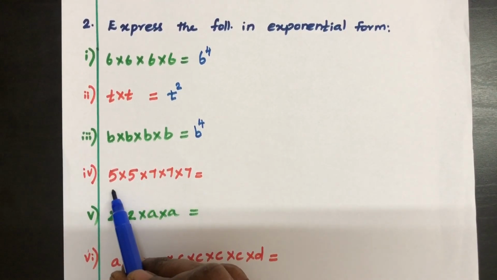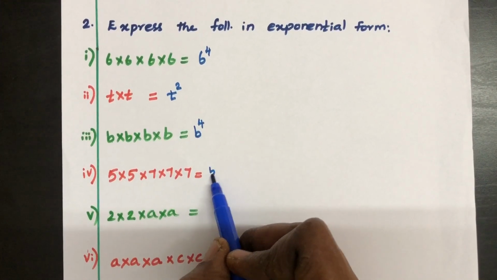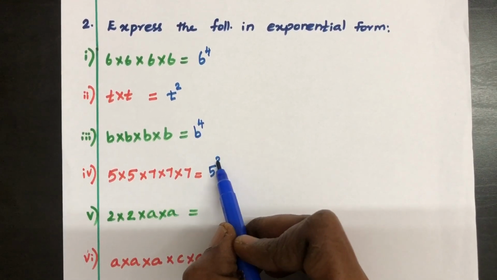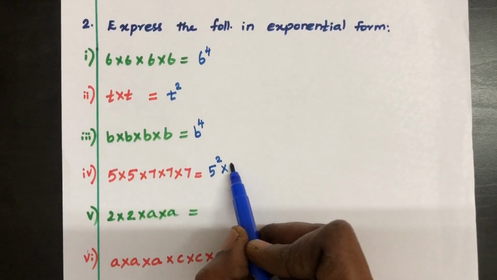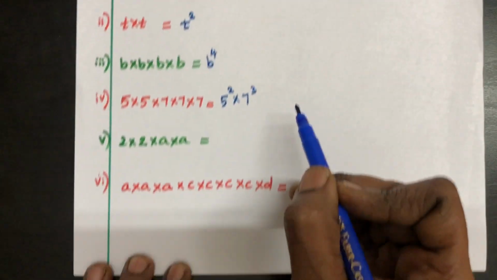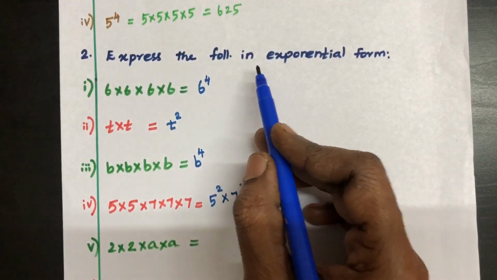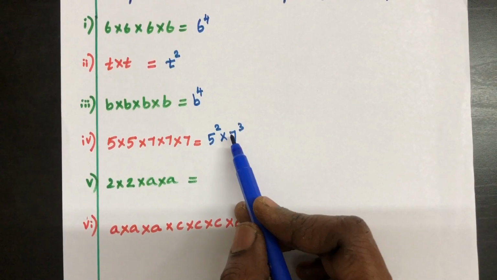Here 5 and 7 are there. How many times is 5 repeating here? 5 into 5, 2 times. 5 square. Into how many times is 7 repeating? 3 times. 1, 2, 3. So 7 power 3. See, express the following in exponential form, so that we are giving it in this exponential form.